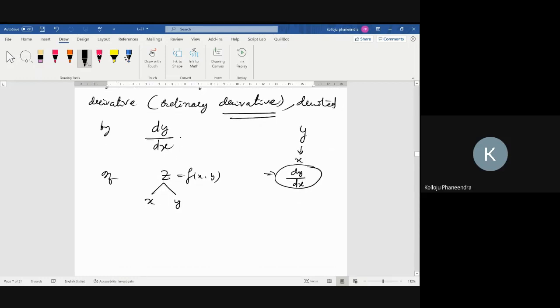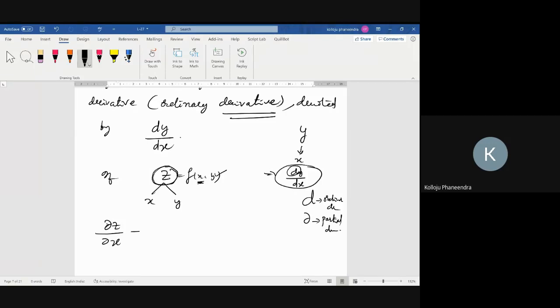If z is a function of more than one variable, then the rate of change in z with respect to the rate of change in x, by treating y as a constant, is called the partial derivative of z with respect to x. Dou z by dou x means this notation is changed: d stands for the ordinary derivative, and dou stands for the partial derivative.